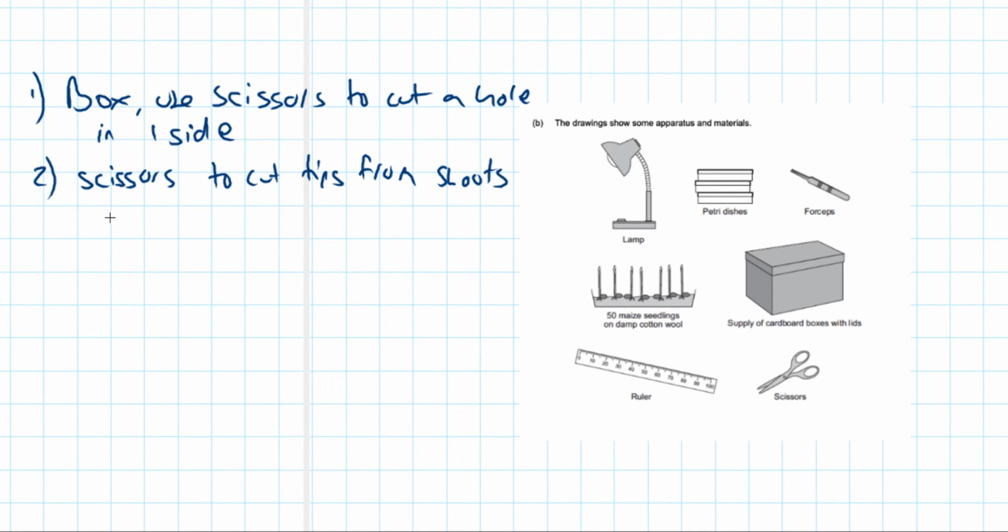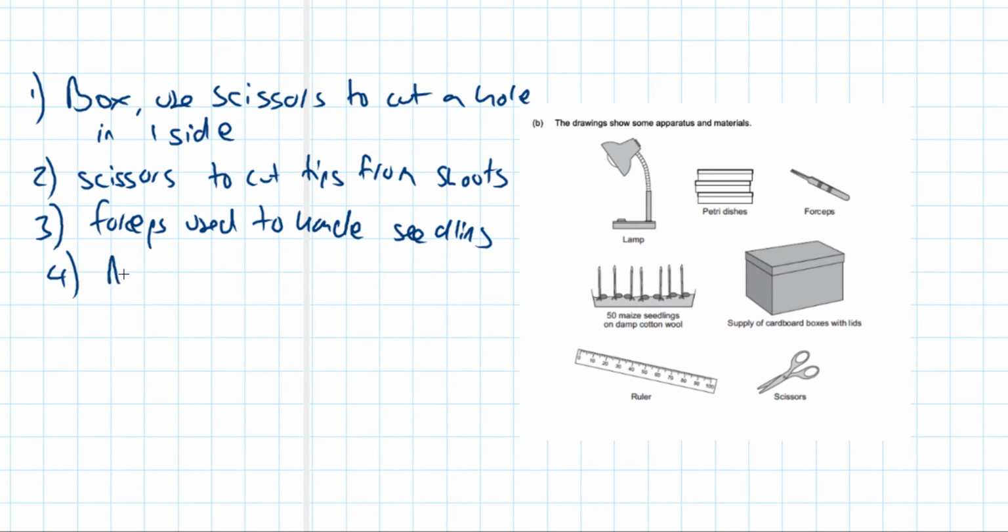So that means cut the tips from the shoots. Number 3, the forceps is used to handle the seedlings, and we can place them in the box. Number 4, we've got the ruler, and the ruler is used to measure before and after.